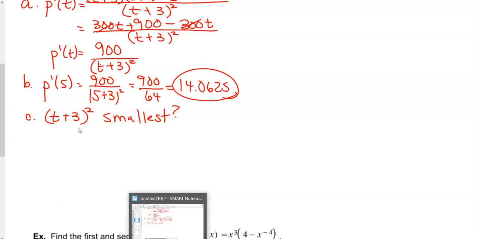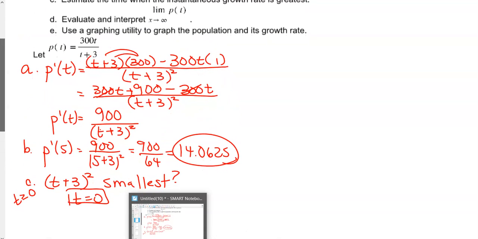Now, if I were to say, okay, when is that the smallest? Notice that also we have a restriction here of t greater than or equal to 0 because we're working with time. Well, if I let that be 0, then anything bigger than 0 is going to be bigger than that. So if I'm looking for the smallest, that has to be when t equals 0. That's the smallest that it will ever be. Okay? All right, I'm going to scroll back up here and do D over here.